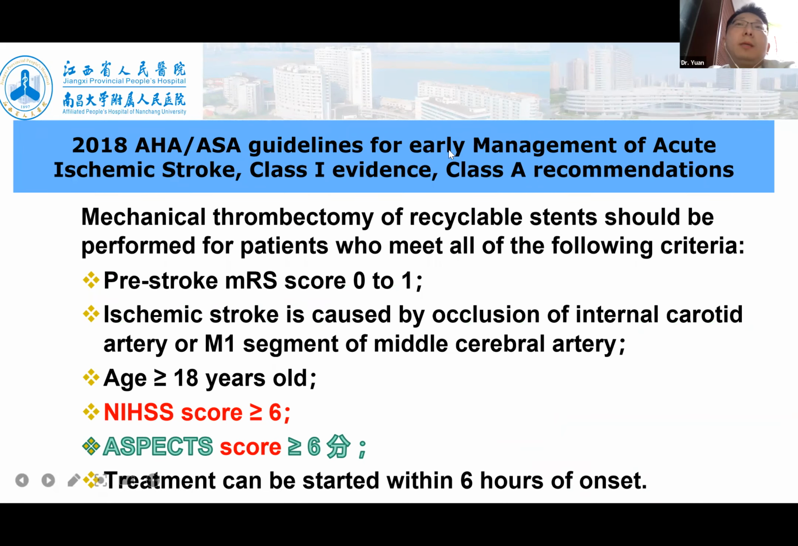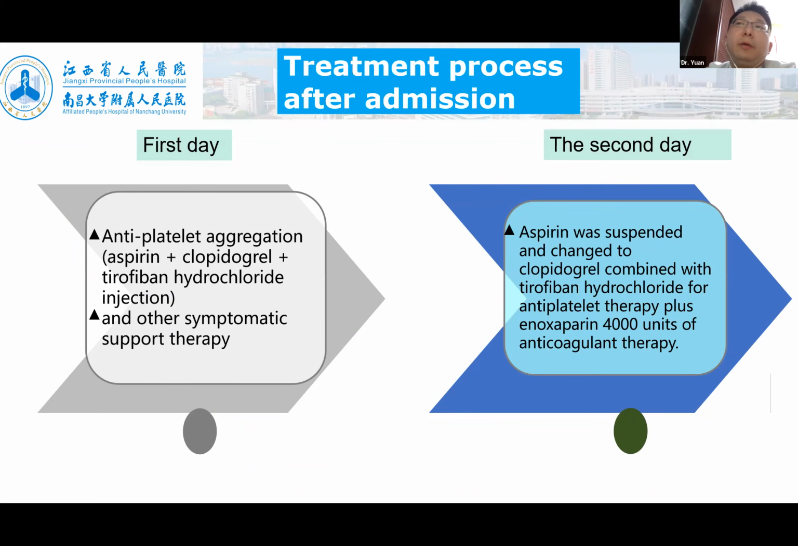Now let's see the guidelines for ischemic stroke. Mechanical thrombectomy with stent retrievers should be performed for patients who meet all the following criteria: pre-stroke MRS score 0 to 1, ischemic stroke caused by occlusion of the internal carotid artery or the M1 segment of the middle cerebral artery, age more than 18 years, and the NIHSS score and ASPECTS score should be more than 6. But our patient is just 4 points. So it does not satisfy the criteria.